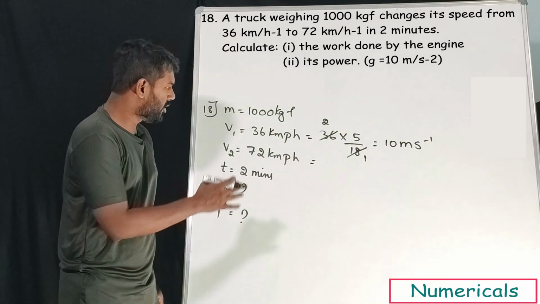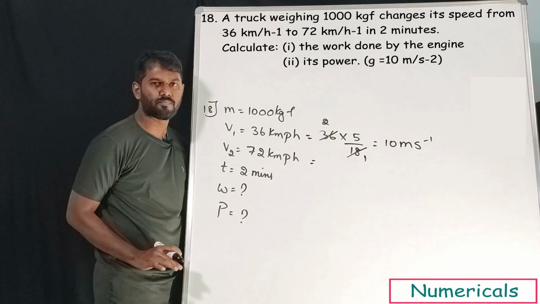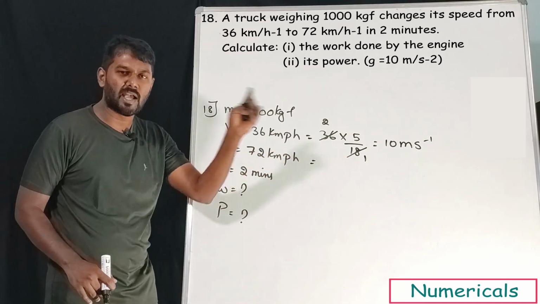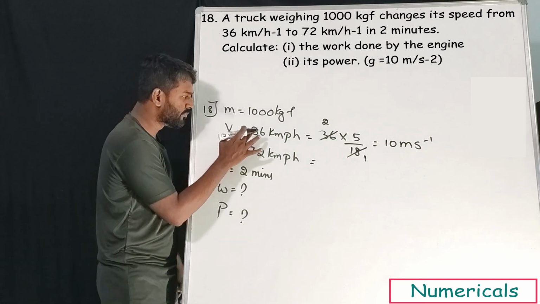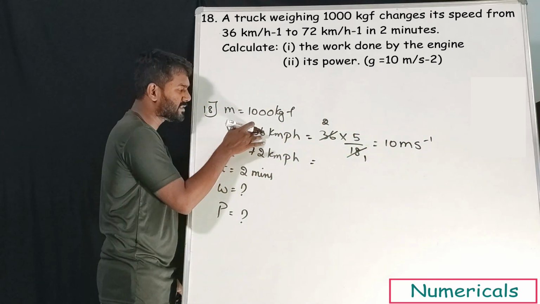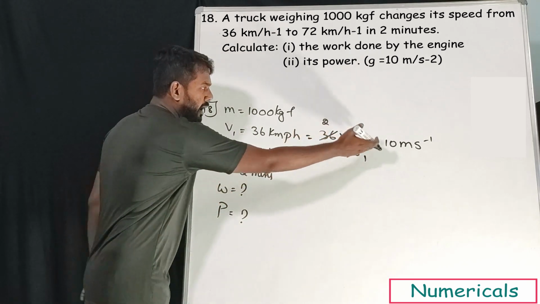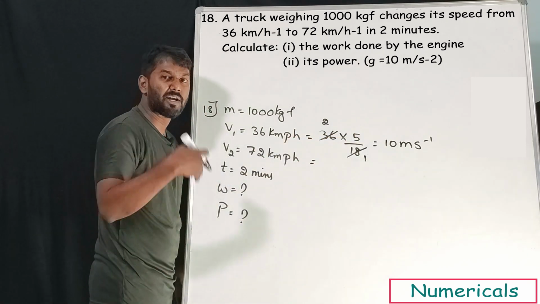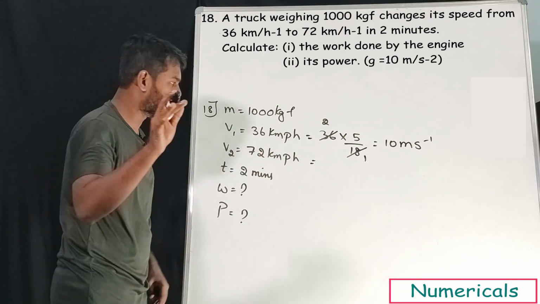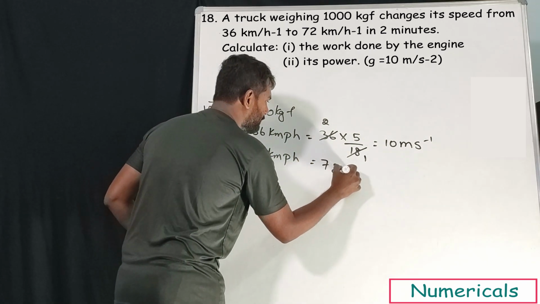Now, do we have to convert this one also? No. If you think logically, we don't have to convert this, we can write the answer directly. Very simple, listen. For 36 we got 10 meter per second. 72 is double of 36, so the answer in meter per second will also be double, right? That will be 20 meter per second. For your satisfaction, I will write it on the board, don't worry.